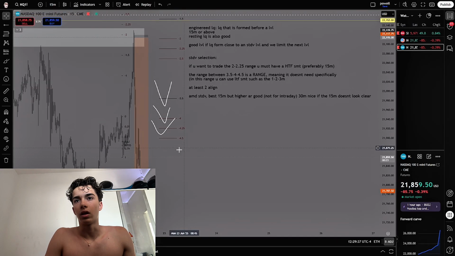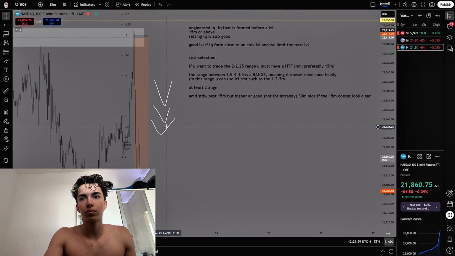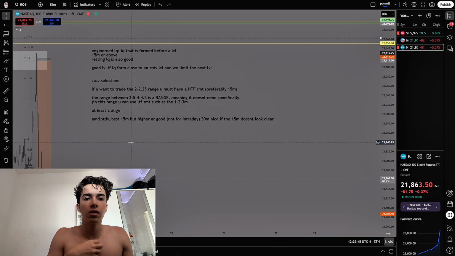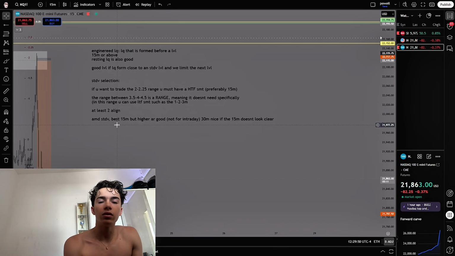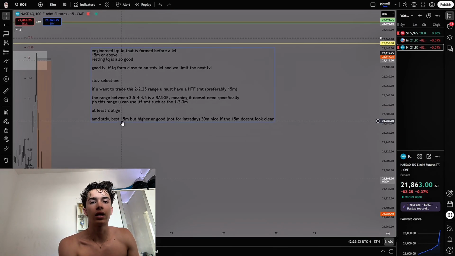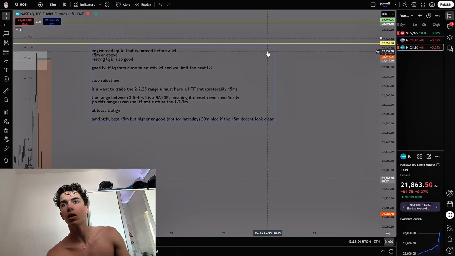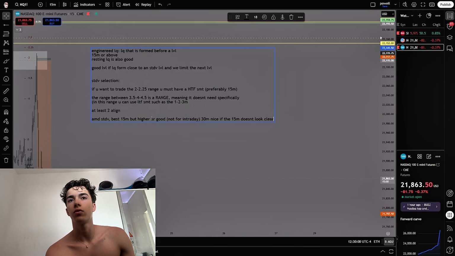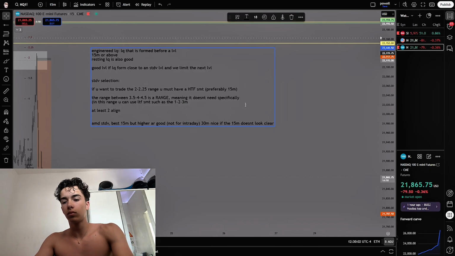Okay, and what else? At least two aligned. What does this mean? We need at least two confluences aligned in the same level, in the same standard deviation level, and these are the notes for the STDV.